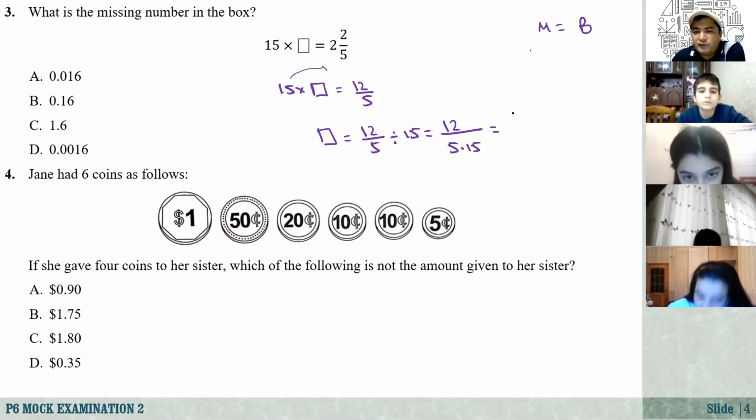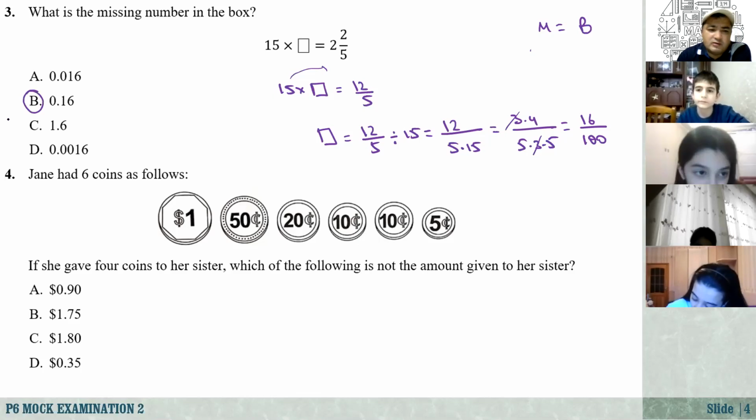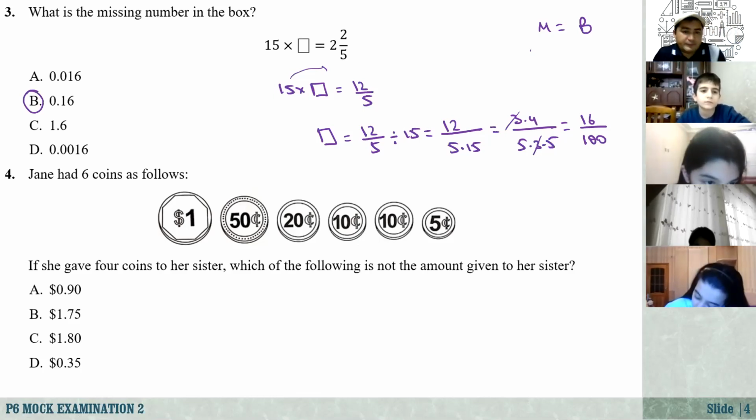So that's equal to 12 is 3 times 4, and 5 times 3 times 5, right? So these three cancel each other. And if you multiply numerator by 4, it is 16. Denominator by 4, it is 100, which is equal to 0.16. So the right answer is B. Okay. How about question B?